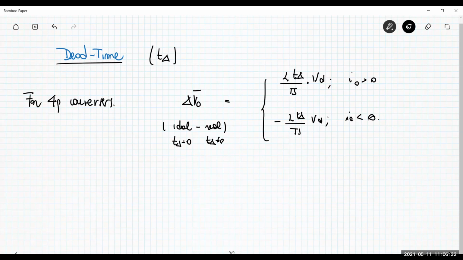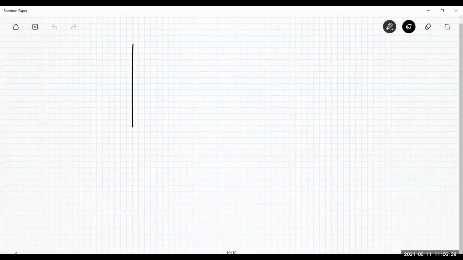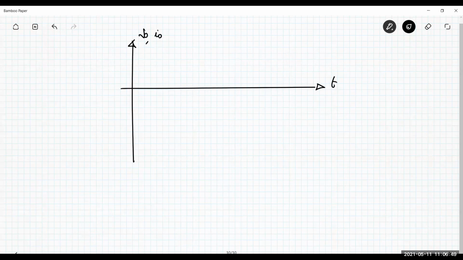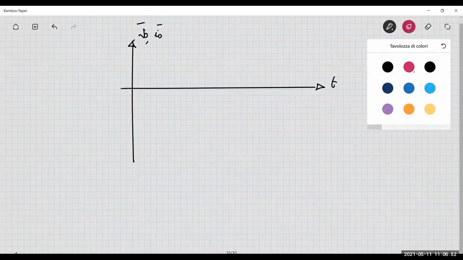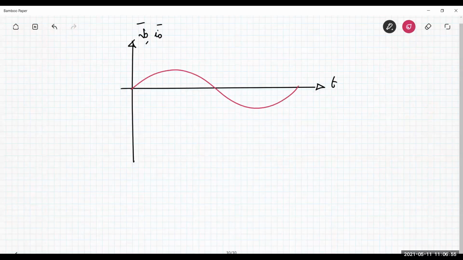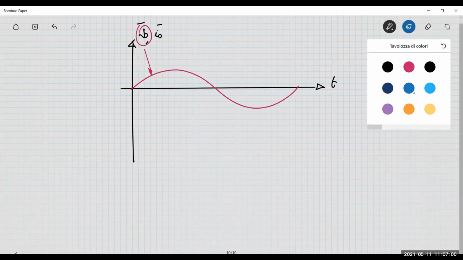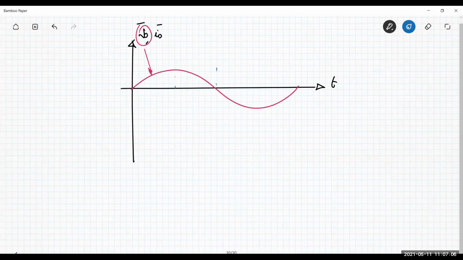Of course, we can use the same result of the 4-quadrant converter, because basically our one-phase inverter is a 4-quadrant converter, so we can apply the same results. Which is the difference here? Look at the output voltage and output current, V naught, I naught, V naught average and I naught average. You have something like this. This is the output voltage. And then you have the current. Since the load is an ohmic load, the current is a little bit delayed. Something like this. So this is I, the current.